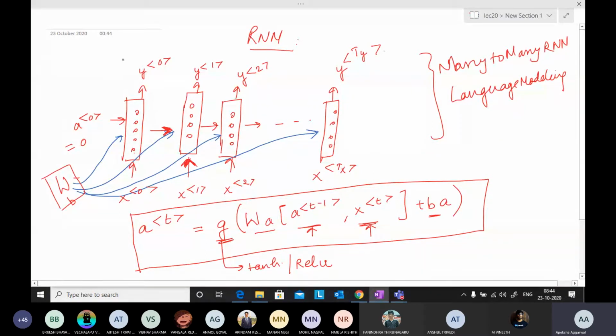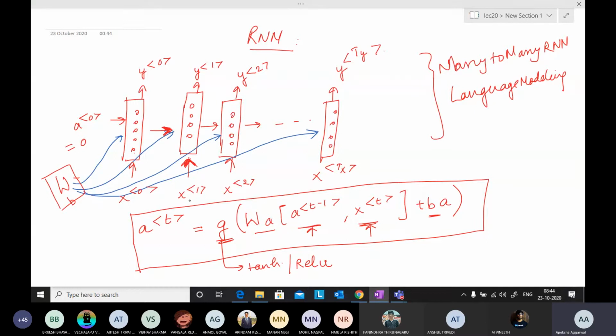But the issue in this is that the x1 term is dependent upon x0 and the x2 term is dependent upon x0 and x1, but it cannot recognize those words which it has not seen in the sequence. It will only recognize those words which it has seen in the sequence. If it's moving from left to right, it's only recognizing those words which it has already seen.